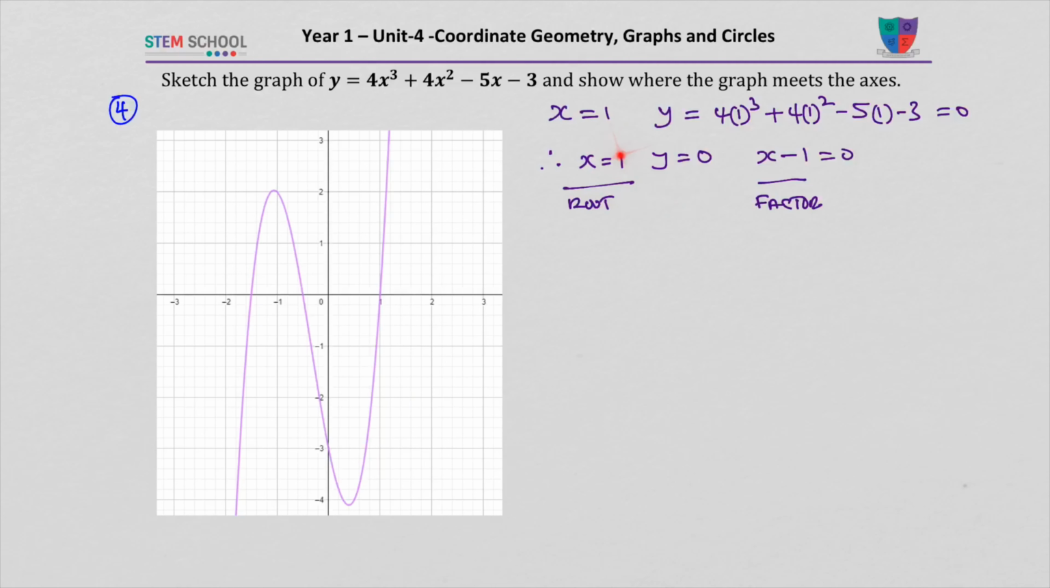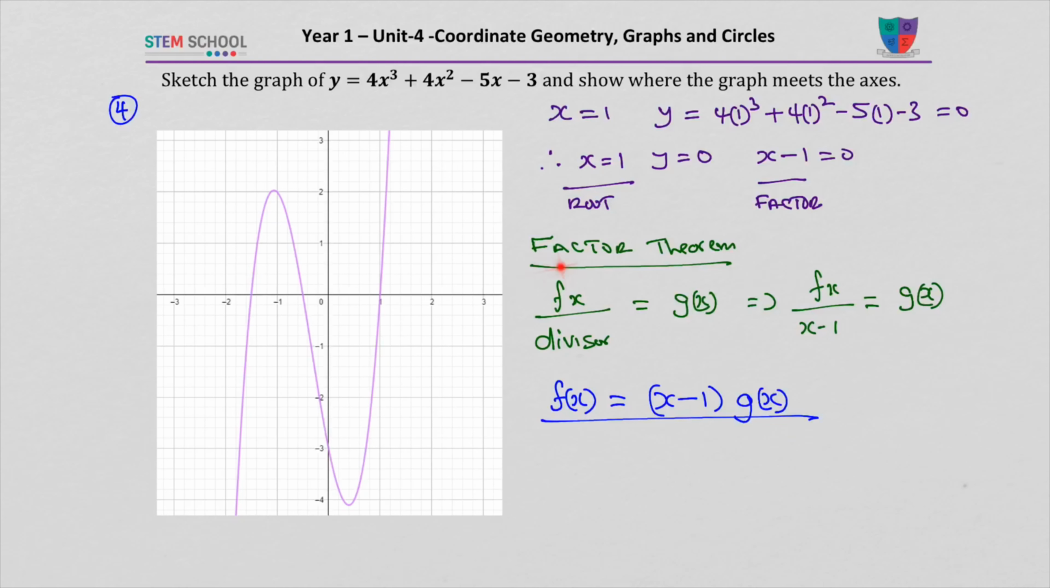So therefore, subtracting 1 from both sides, I get x minus 1 equals 0. Therefore, x minus 1 is a factor. x equals 1 is a root, and you can see it here. So one of the roots is x equals 1. Now I'm going to use the factor theorem to find the other roots.